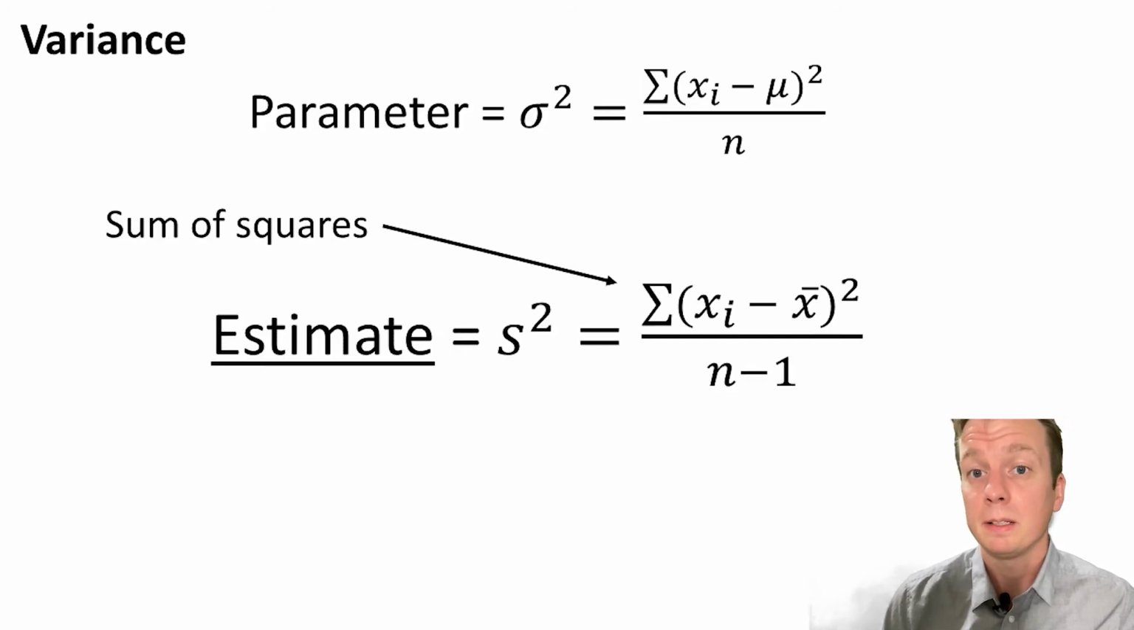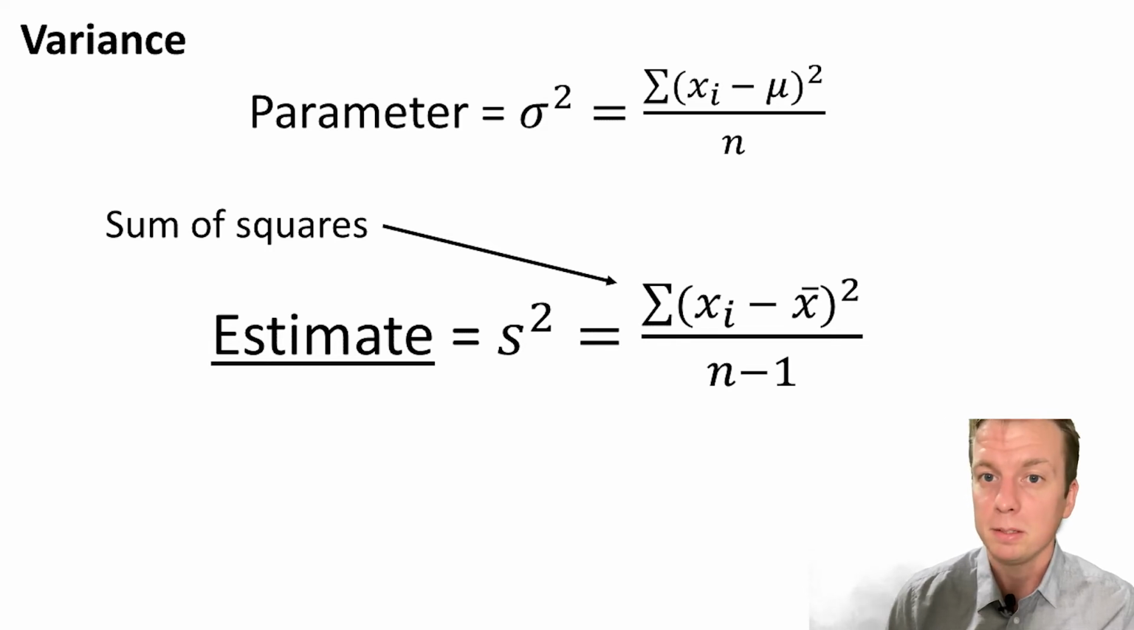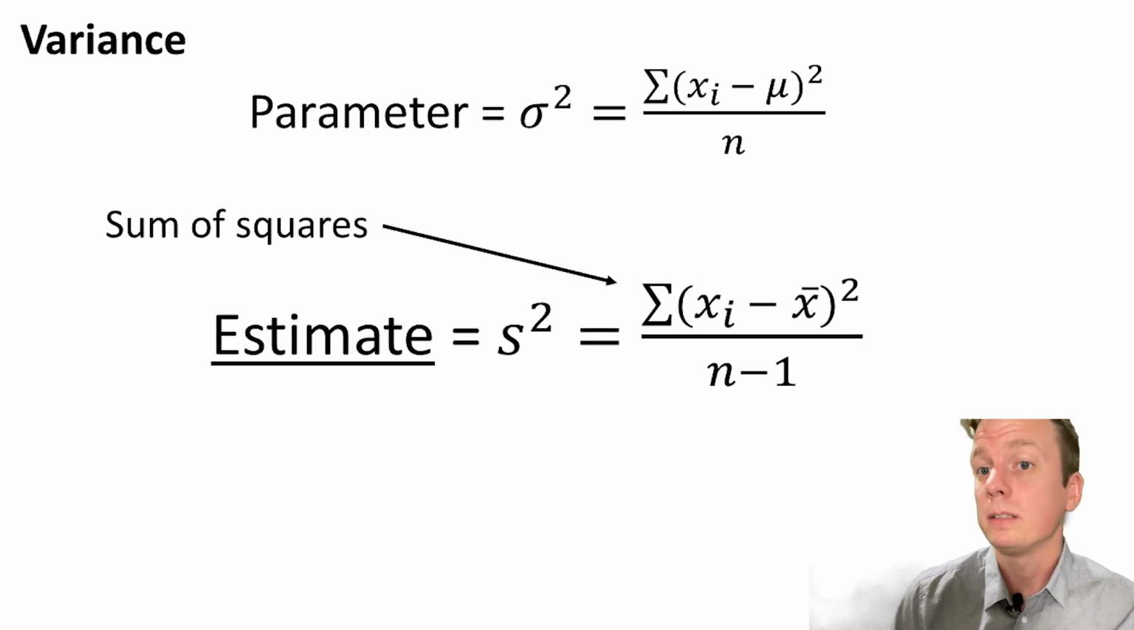So first, let's talk about variance. Variance is the expected squared difference between an observation and the mean. The parameter is sigma squared equals the sum of the observed value of each ith individual in the population minus the population mean, squared. The estimate of variance is s squared equals the sum of the observed value of each ith individual in the sample minus the sample mean, squared. We call the numerator in both of these the sum of squares.